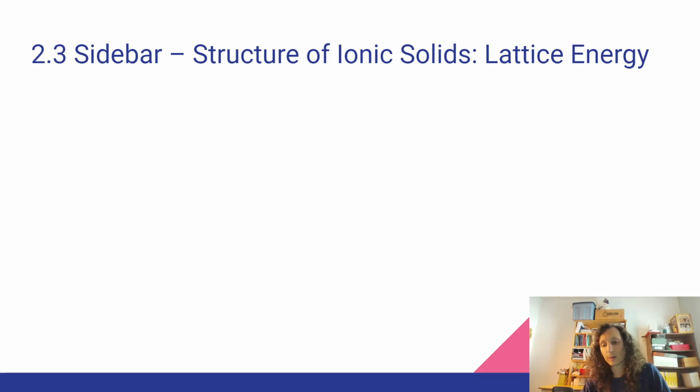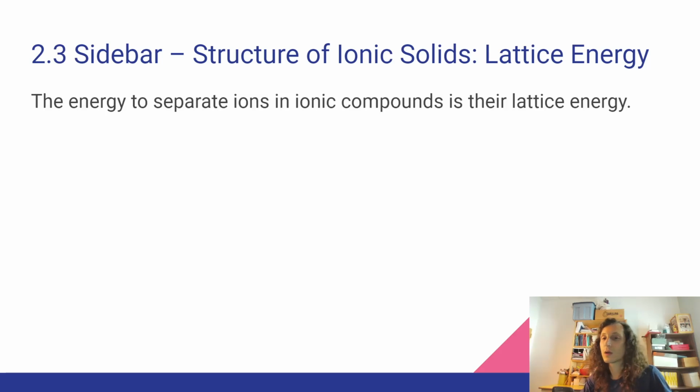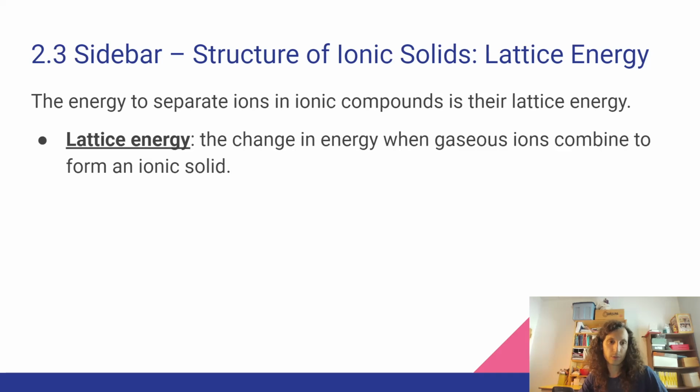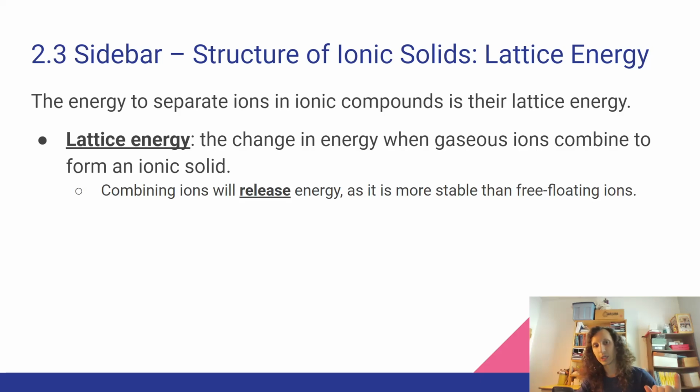We're going to talk a little bit about lattice energy. So this is just another way to represent the strength of ionic bonds, and it refers to the energy to separate ions. So we can think of it as two different directions of energy change. One of them is when we combine gaseous ions into an ionic solid, which isn't a very normal thing we can do, but we can do it in a lab setting and measure it.